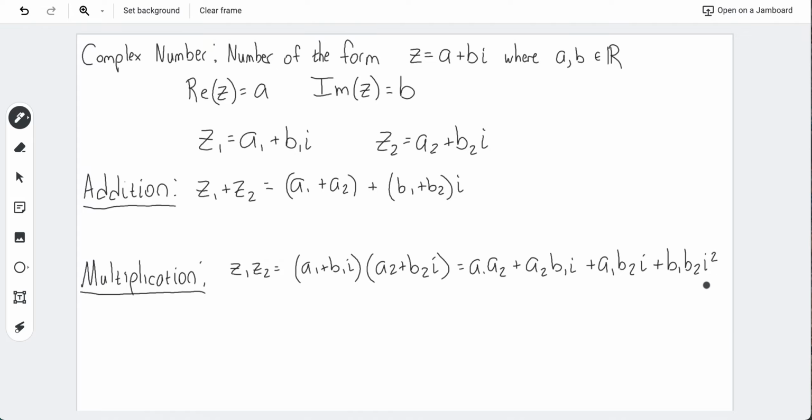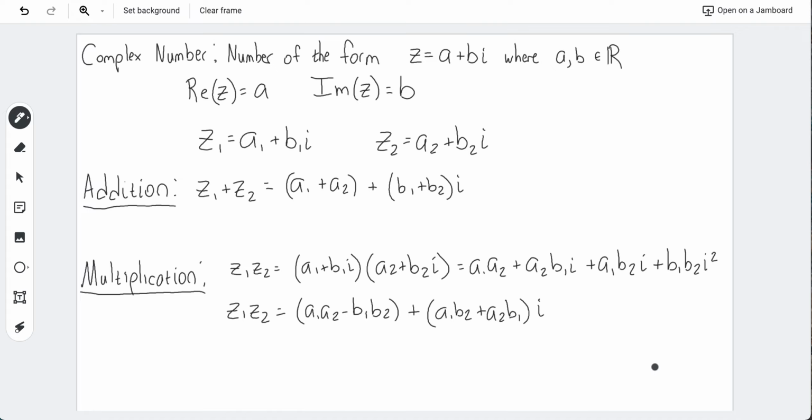i squared is -1. So z1z2 will be a1a2 minus b1b2. Those are going to be the real bits. So I'm going to have a1a2 minus b1b2, and then plus the imaginary bits. So I'll have (a1b2 + a2b1) all times i.